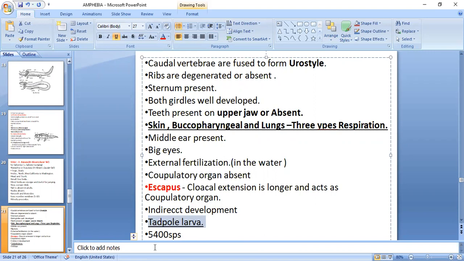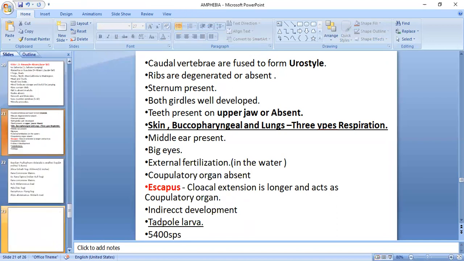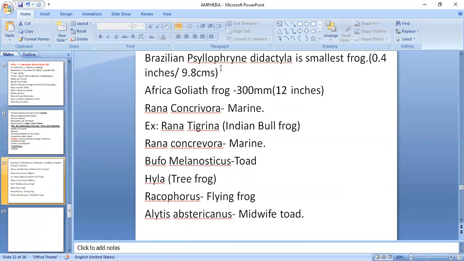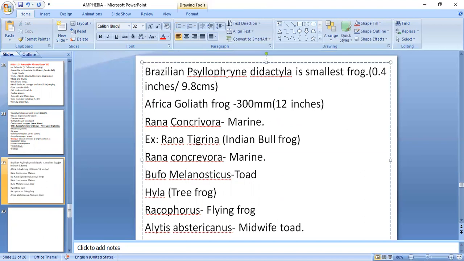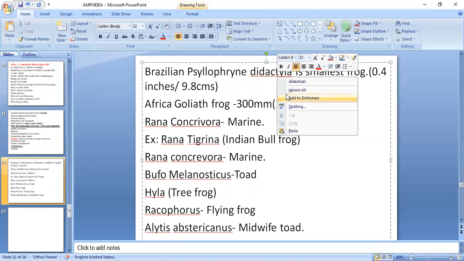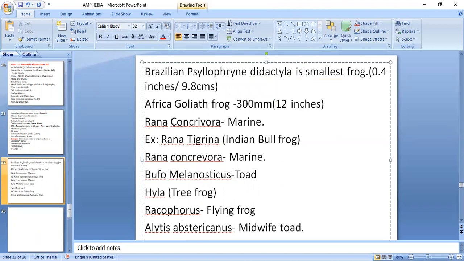Tadpole larva is almost similar to a fish. They look like small fishes, seen in the fields. Anyway, Brazilian Psyllophryne didactyla is the smallest frog. Its size is 0.4 inches or 9.8 millimeters.